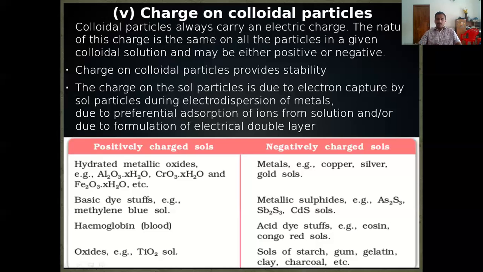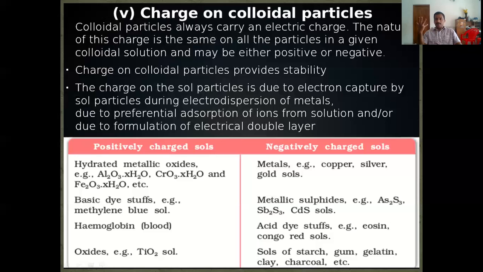And here some examples for positively charged sols and negatively charged sols are given. Examples for positively charged sols: hydrated metallic oxides, Fe2O3.xH2O. Hydrated metallic oxides, basic dyestuffs, an example methylene blue. Haemoglobin, oxides, example TiO2. So metal oxides, basic dyestuffs, haemoglobin, oxides.